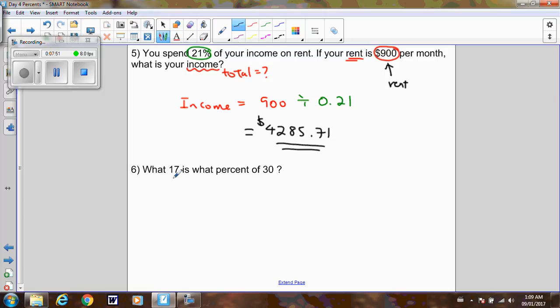Okay, the next one says what 17 is what percent? So it should say 17 is what percent of 30. Okay, so what we need to do then is we know that this is sort of your mark, right? And this here is your total. So to find out what percentage it is, we just have to divide. So 17 divided by 30. And remember, you have to multiply by 100% to find out what the actual percentage is. Okay, if you did that, you're going to get about 57%.